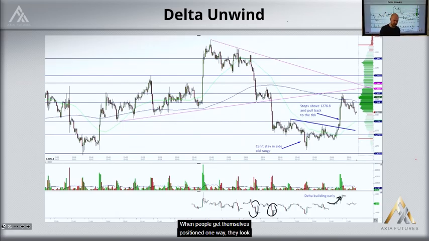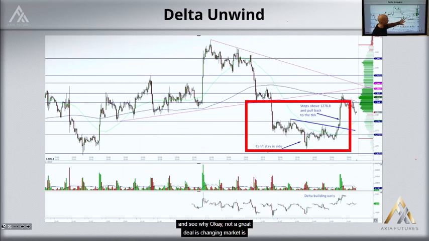People get themselves positioned one way, they're looking for continuation, they're waiting for that continuation. When they don't get it, they're going to have to unwind that trade. And it's something that can build up over a few days. And this is the difference and the reason for bringing this kind of concept in. It's allowing you to sit through this and see, well, okay, not a great deal is changing. The market is stable, isn't doing a great deal, but you know that it's vulnerable now to that reverse.